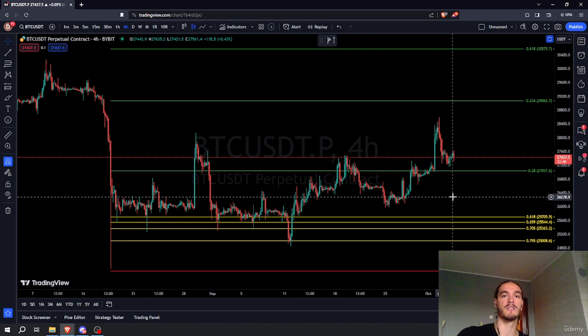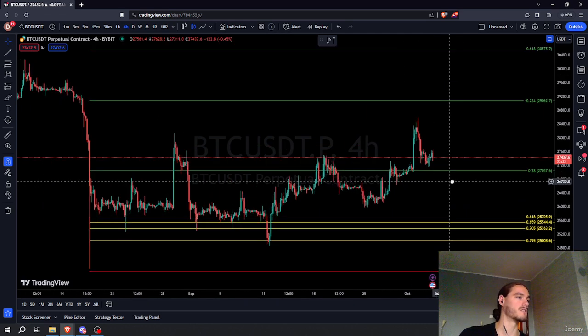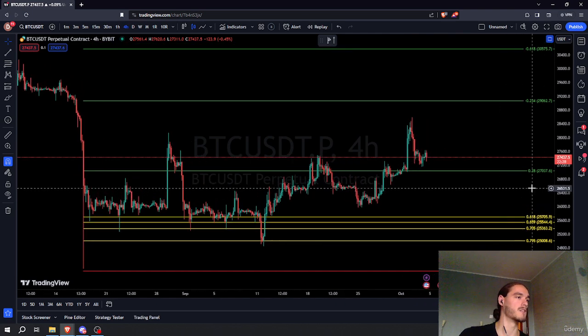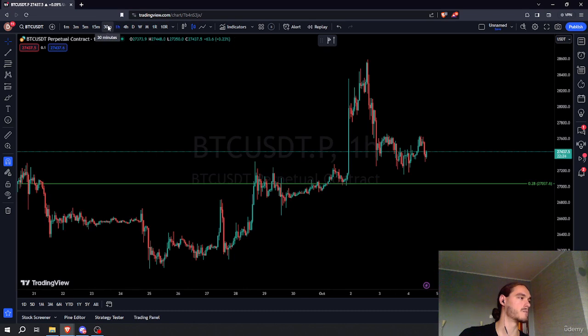You can also use this strategy on all time frames, from the 1 minute all the way to the monthly, and it works really well with market structure, whether that is in downtrends or uptrends. And yeah, this is one of my favorite strategies, and I still use it to this day. Let's find another example here.